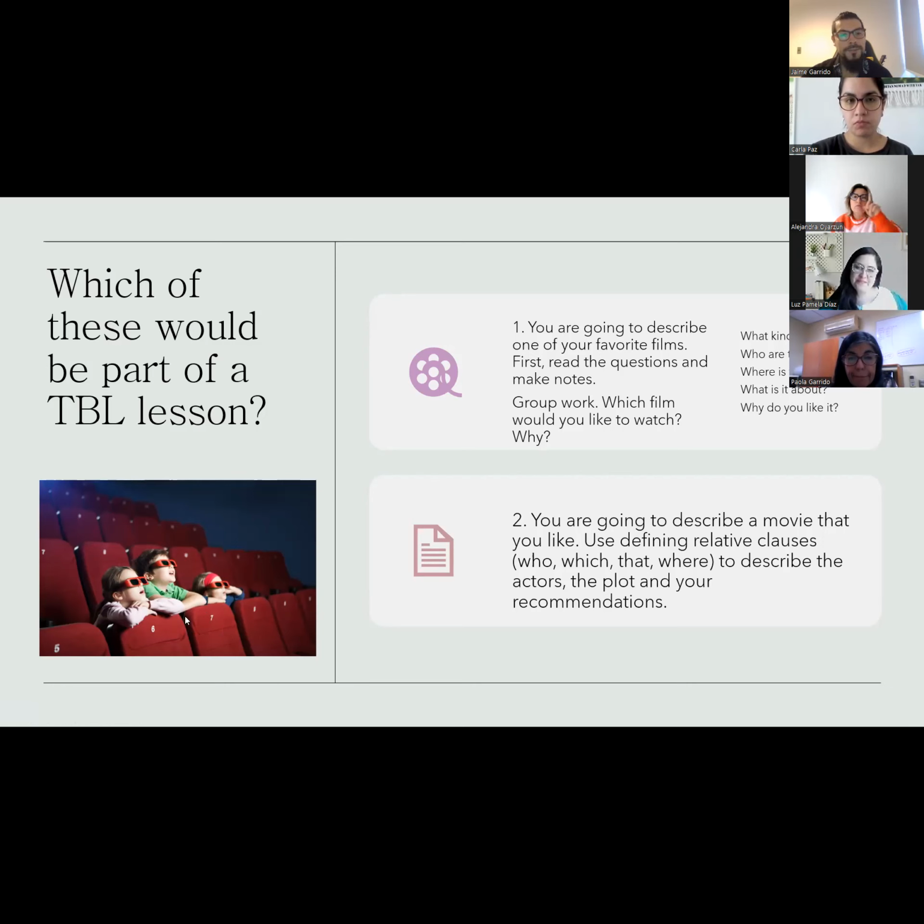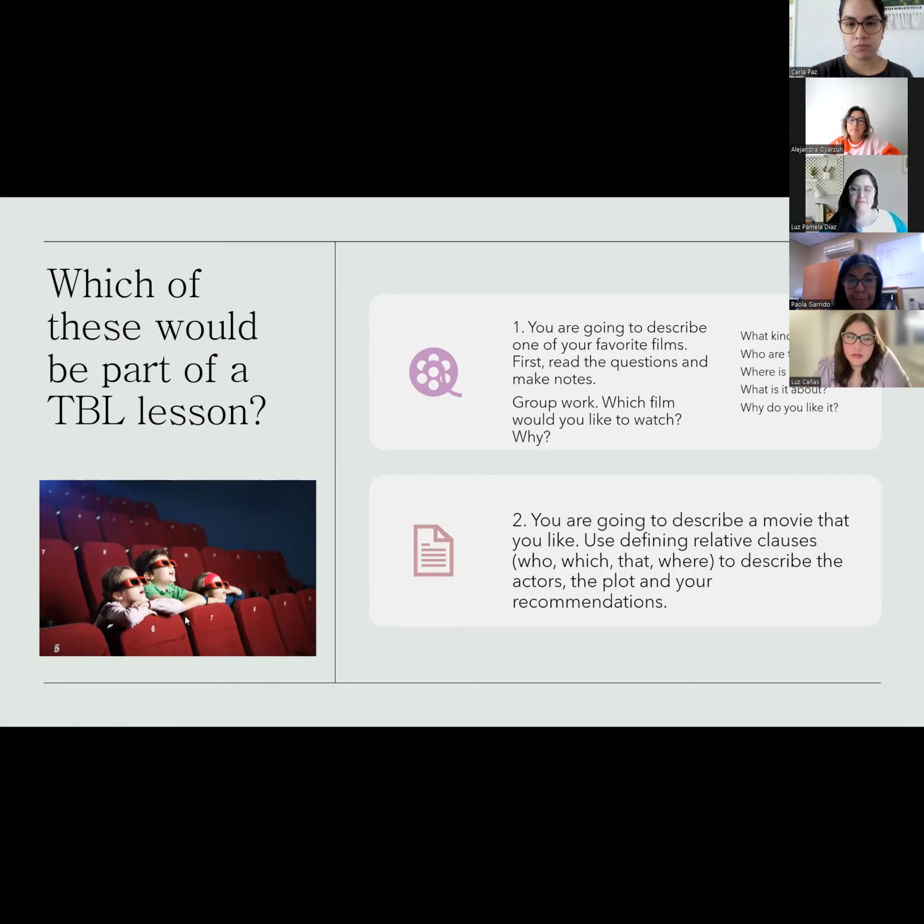Alejandro says one. Yes. Carla says one. Okay, let's see. Yes, because that is a task and this is an exercise. Now, do you know the difference between a task and an exercise? No, I see some faces. In an exercise, what you do is make students practice the vocabulary or the grammar function.